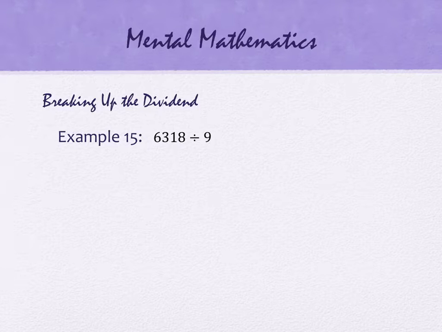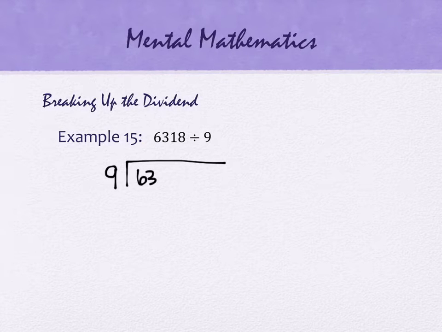Breaking up the dividend. Again, mental math works nicely sometimes and not so nicely other times. So I'm not telling you this is a fantastic method to use in any and every situation. It's definitely not. But when it comes up nicely, it's really nice. And it's really nice on this particular problem. So if you think about dividing this one right here, this 6318 can be thought of as 6,300 plus 18.